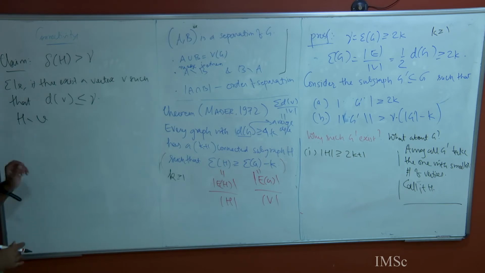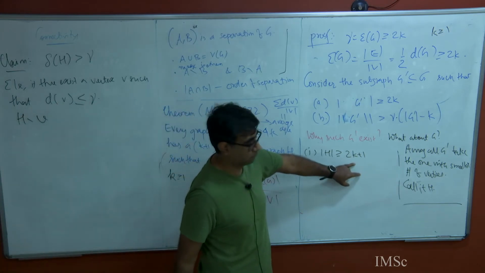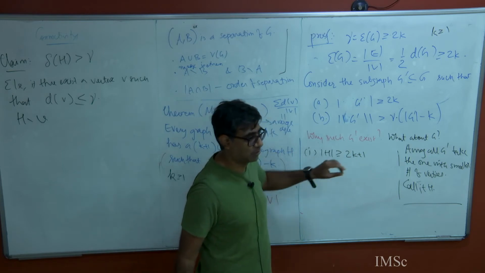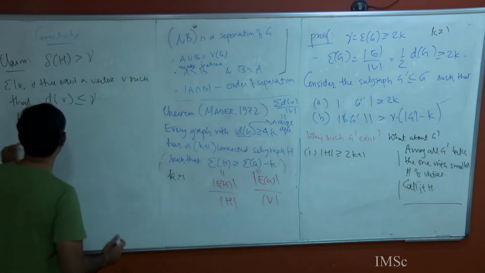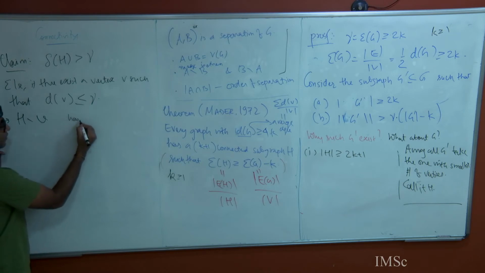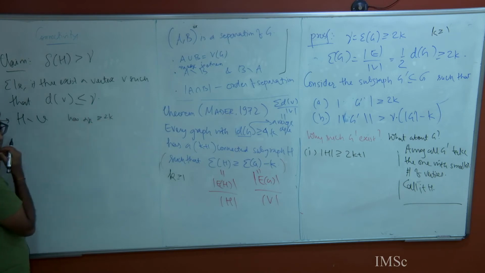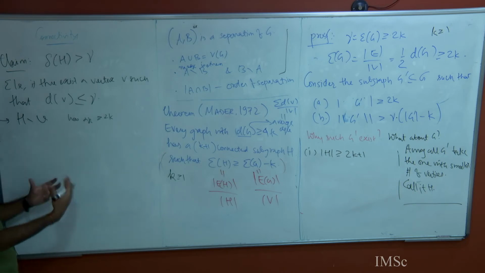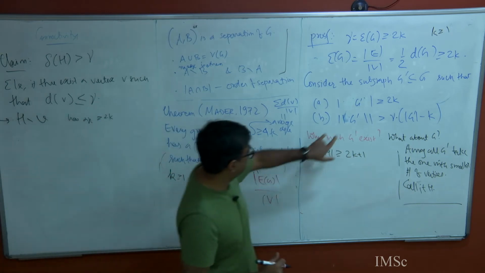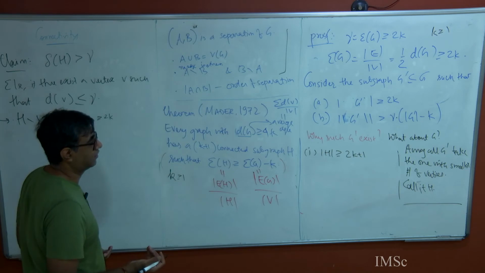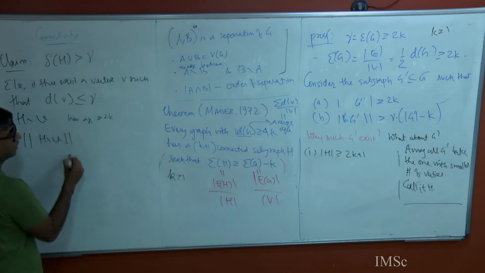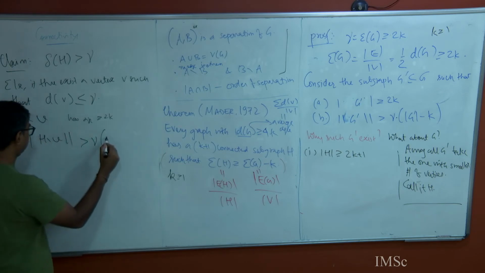Now we know that the size of H is at least 2k plus 1. This is why we proved this. First, we know the size of H was at least 2k plus 1. If it contained this vertex, then H minus V has size at least 2k. Now we are making an operation on that, so we have to show that the result satisfies this. That's the first thing. And secondly, how many edges are in this? The number of edges in H minus V is greater than or equal to gamma.